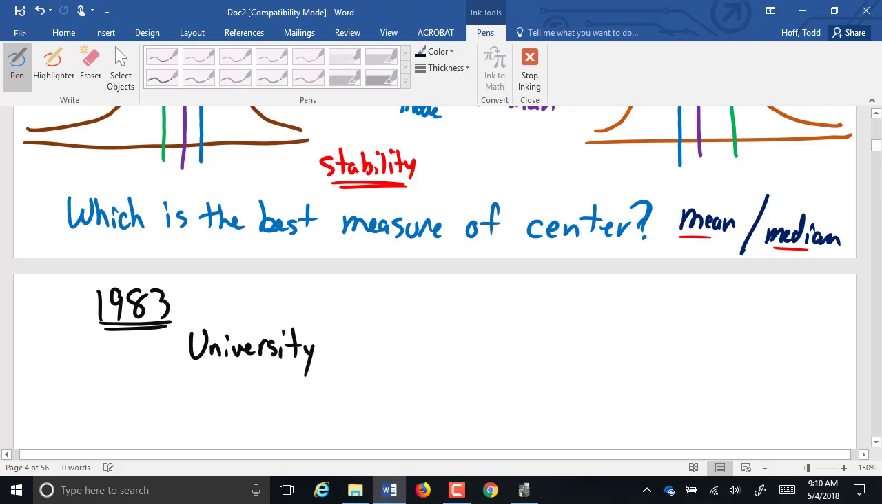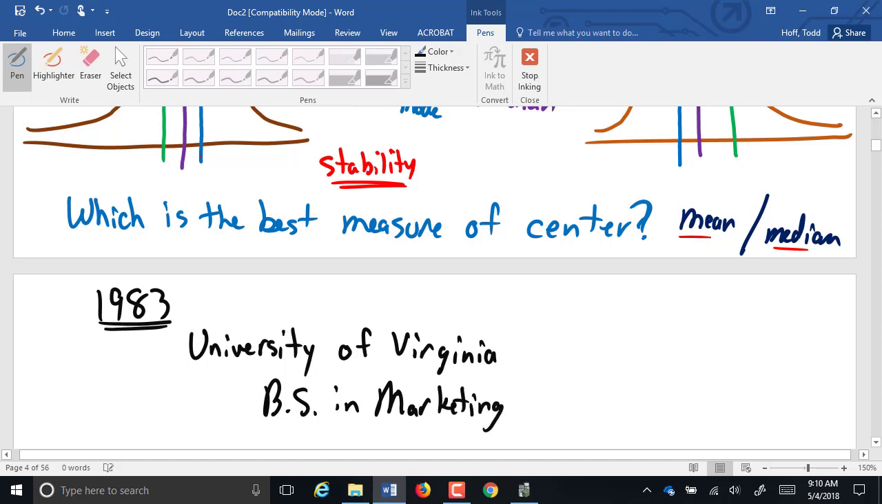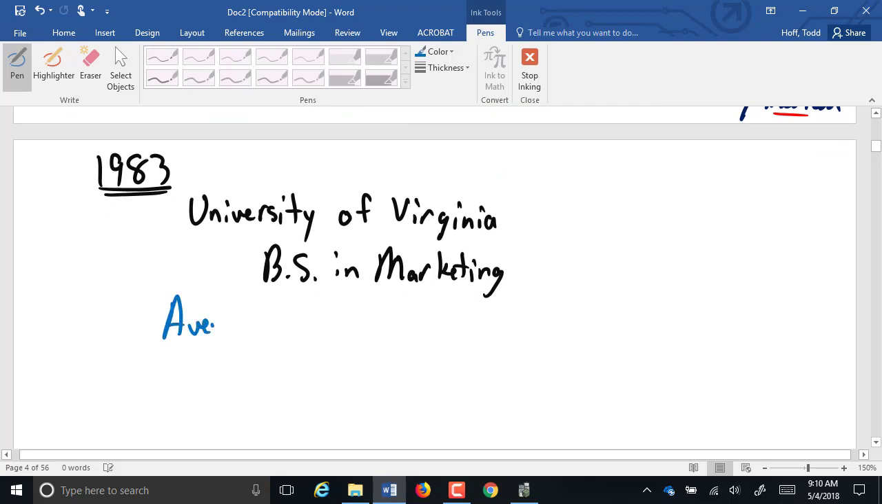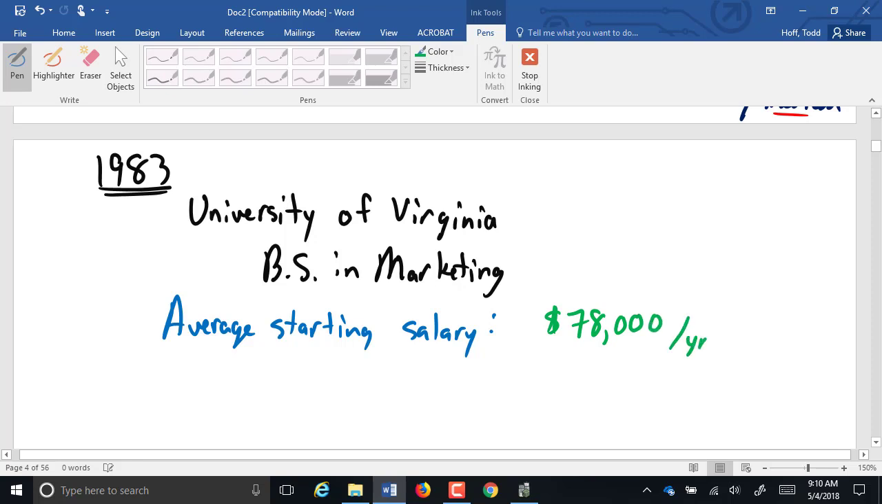Well, you want the one that's the most descriptive but still stable. So that would be usually the median, but let me show you why. University of Virginia. Their BS in marketing degree. They published that the average starting salary that year was just over $78,000 per year.